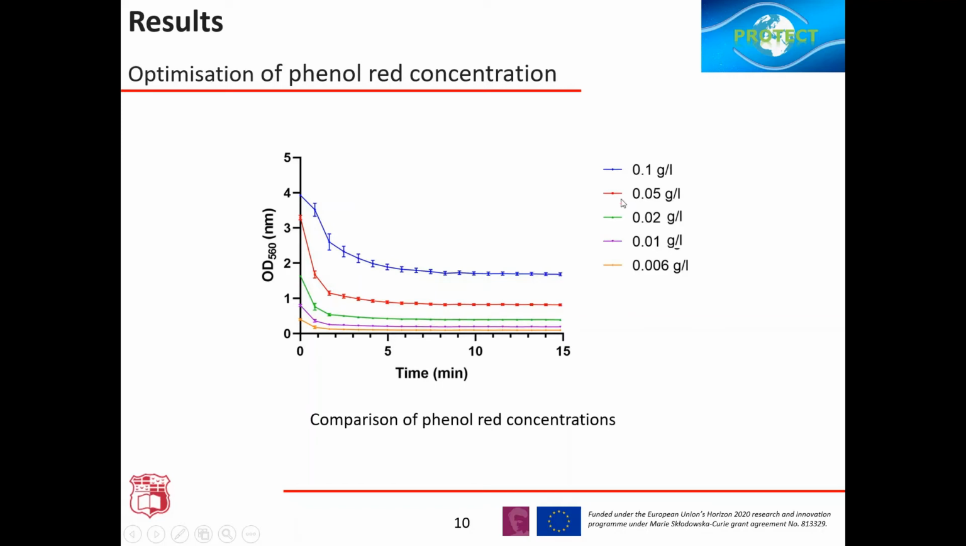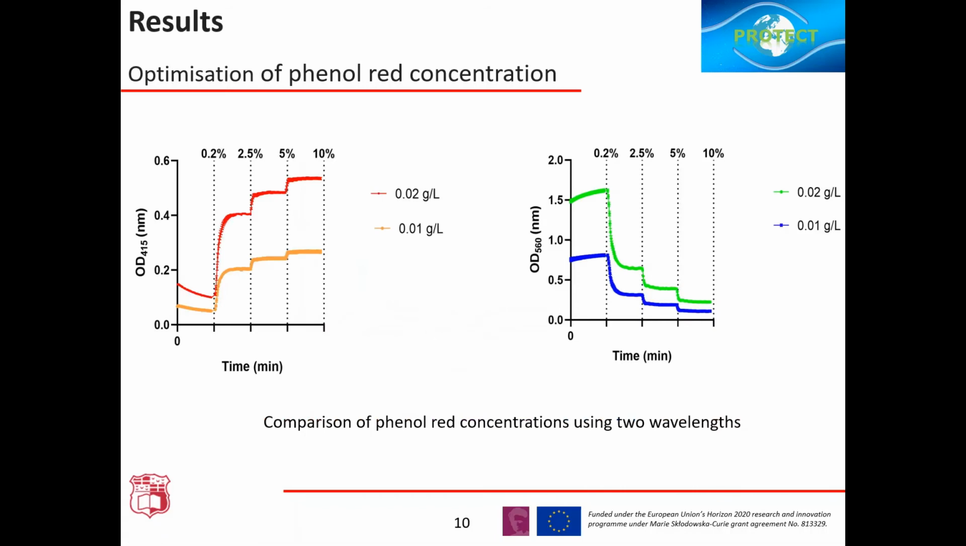We found that the levels of 0.02 and 0.01 grams per liter gave us better OD readings. So we compared both of the wavelengths and both of the concentrations under different levels of carbon dioxide in the system, and we conclude that the best concentration that we have to use is 0.02 grams per liter at 560, the green line on the second graph. The reason is that it gave us a bigger range of OD values.